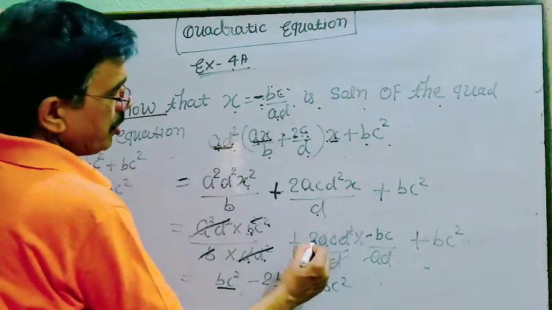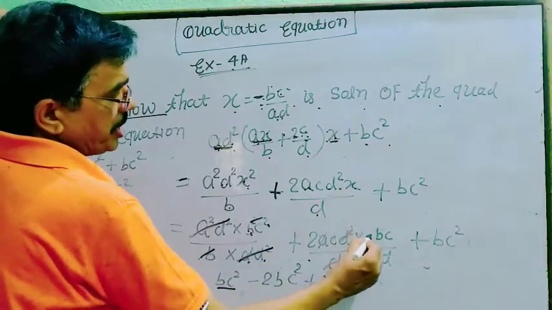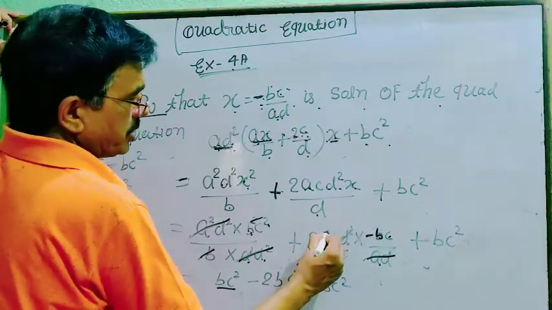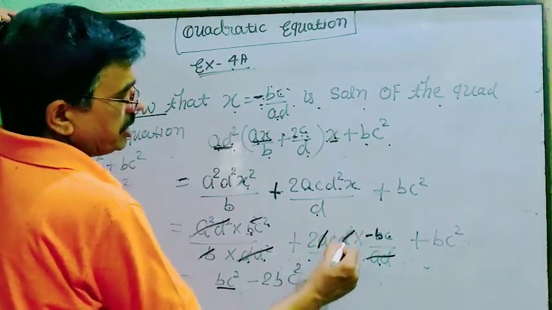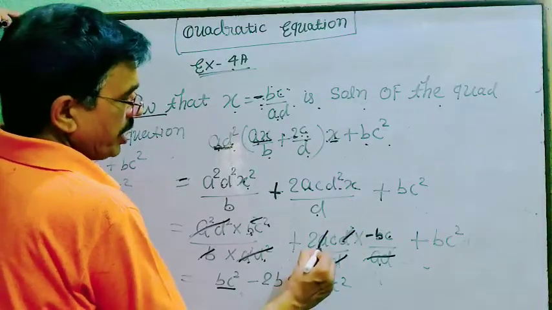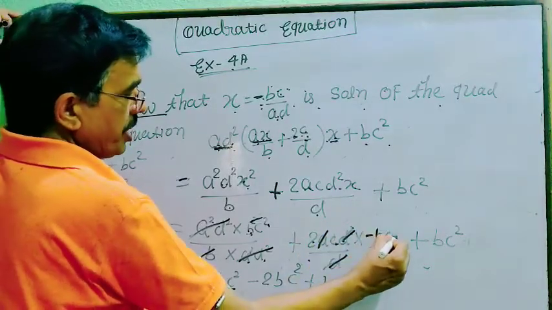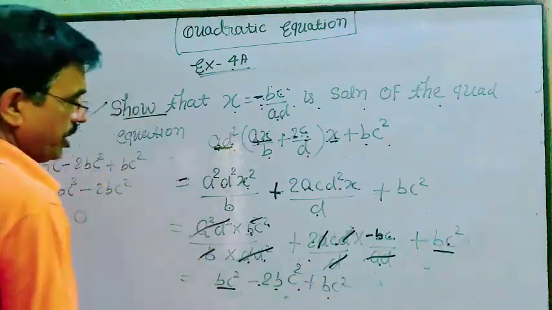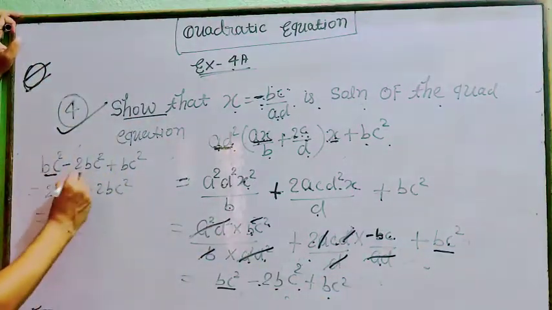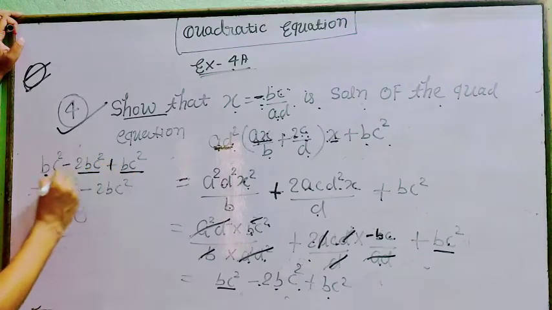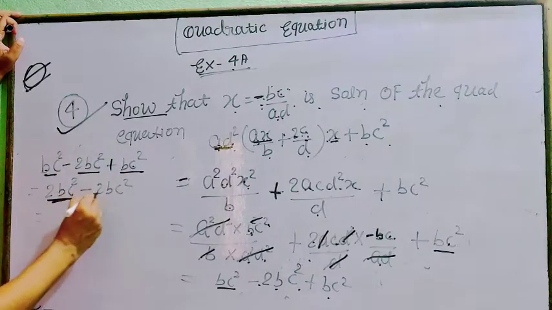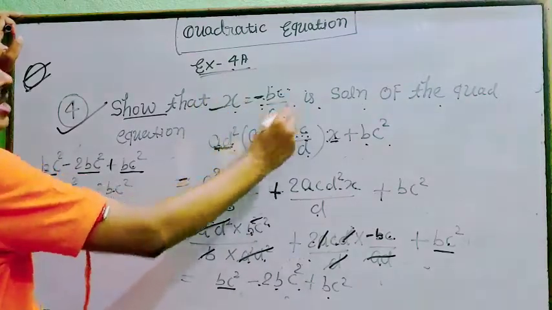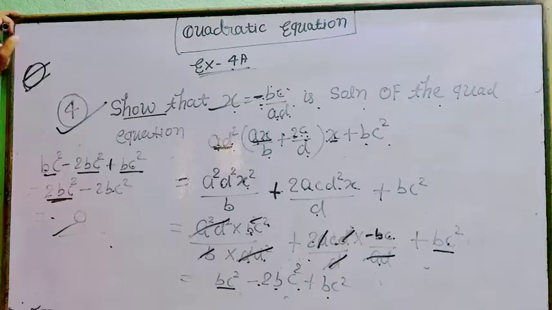Similarly, here is 2c by d times x, and at the place of x I write minus bc by ad. So the d is cancelled, and the a is cancelled as well. So here it is 2c times b times c, so minus 2bc square, and plus bc square is here. After that, bc square minus 2bc square plus bc square. Then bc square plus bc square is 2bc square and minus 2bc square is equal to 0. Then it is clear that it is a zero of the equation.